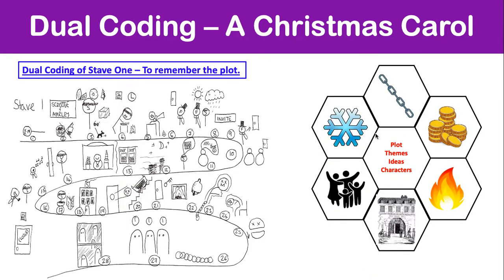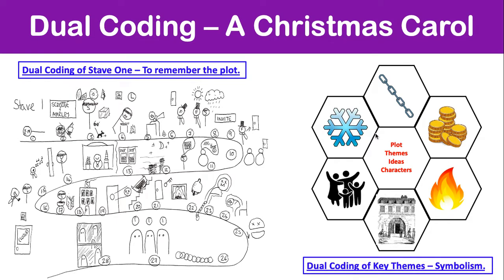Another way of using these images is to think about key themes. Okay, so for each particular literature text in English, students will be asked to understand some key themes which run throughout the entire text. Now, for example, these pictures on the board will link to a key theme within A Christmas Carol, and it would be up to students to identify these key themes and help them remember them.